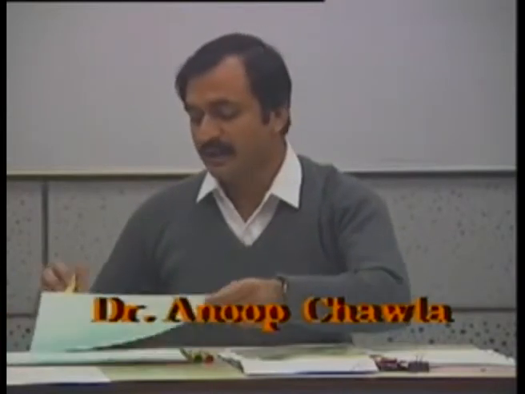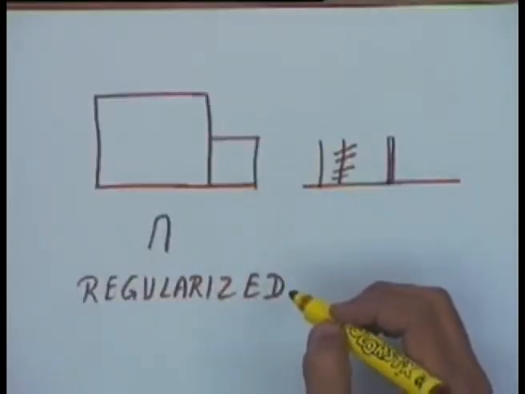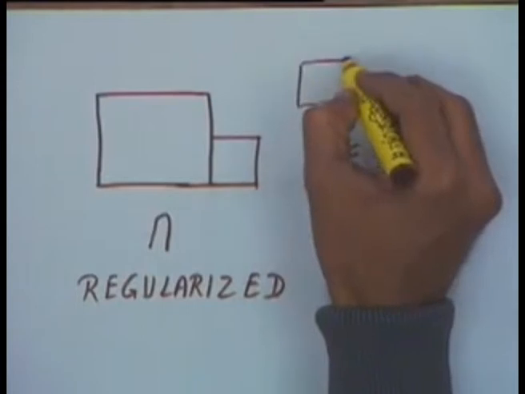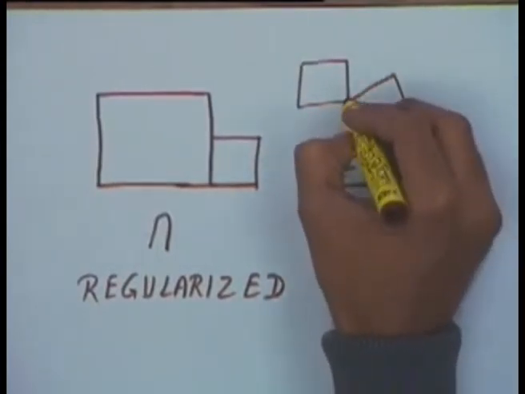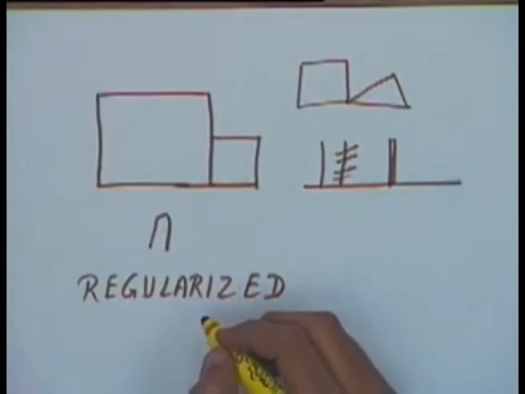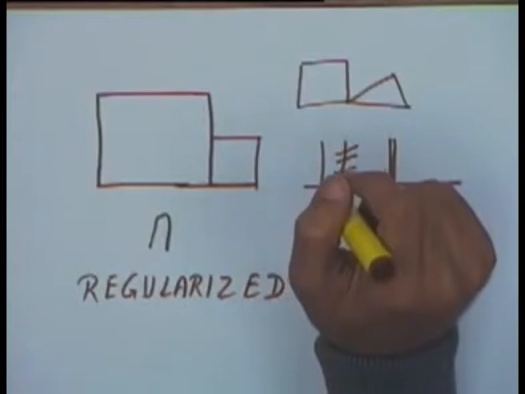This becomes critical when we are writing a program which would carry out this intersection operation. We have to identify cases where such lines are being generated. Or we might have one rectangle like this and another triangle like this, where only one point is common. We have to identify such cases and take care of them.